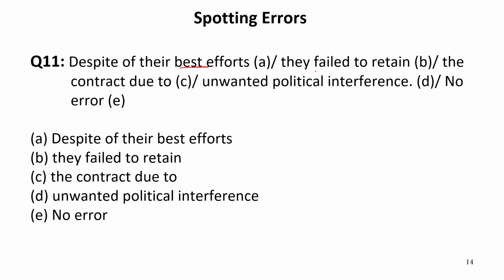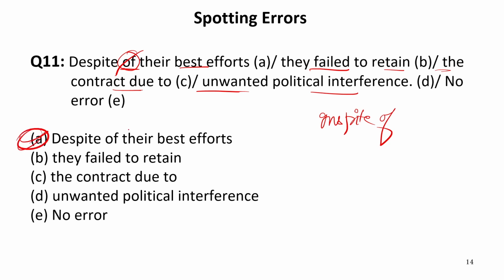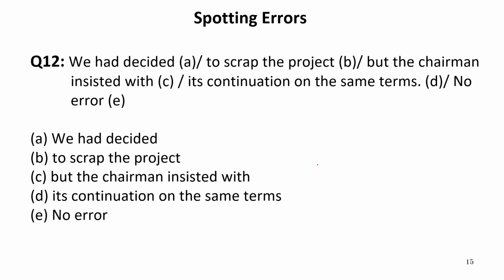Despite of their best efforts, they failed to retain the contract due to unwanted political interference. Now this is again very simple. We cannot use the preposition of with despite. We can use it with in spite of, and we do not use of with despite. So the error is in part A. We should remove this of from this part. So our answer is A. We can use either in spite of or despite, but we cannot use despite of. Now let us move to the next one.